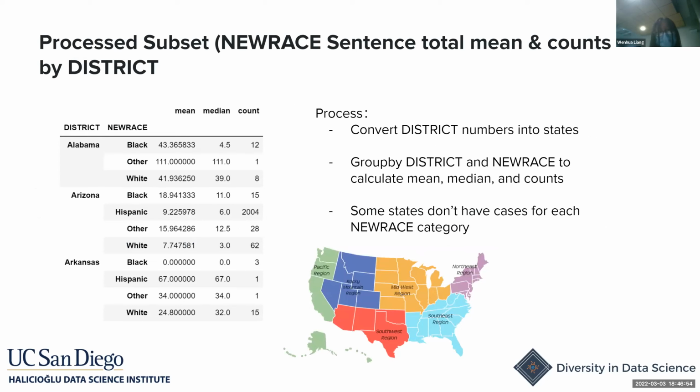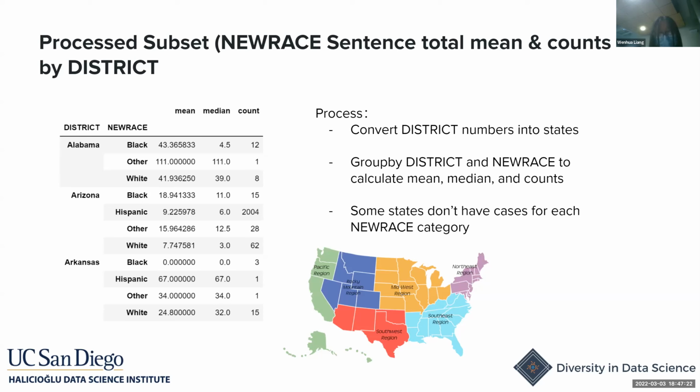For the ease of further analysis, we took the subset and labeled all districts, which were presented to us in numbers, and converted them into their corresponding state names. Then we decided to group by the district and new race columns to calculate mean and counts. Notice that some states have more new race categories than others. That's because there are no cases for the specific categories for that state.